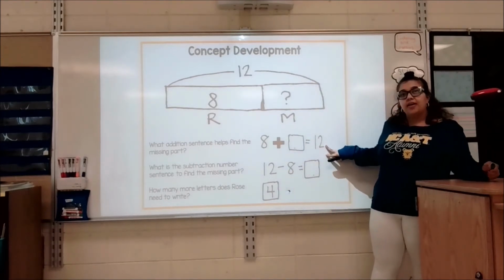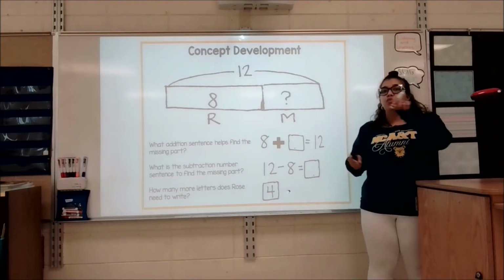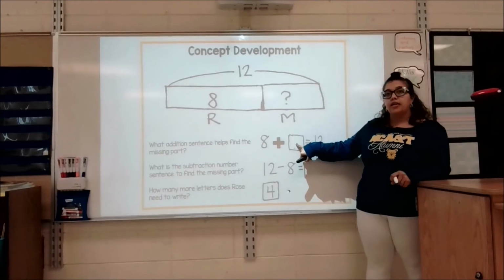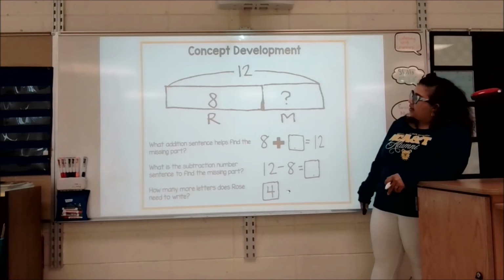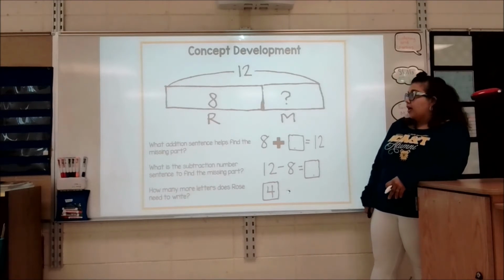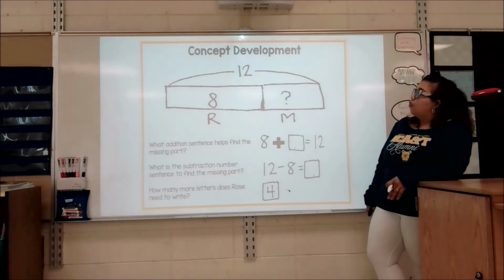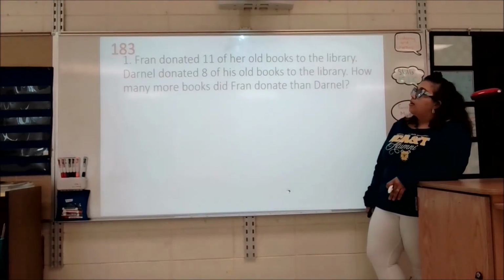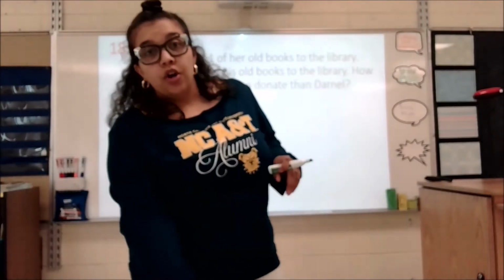These come from the same number bond, which allows us to flip them around to either have a missing part addition problem or a subtraction problem. All right, and we find that that missing part is 4. 8 plus 4 is equal to 12. 12 minus 8 is equal to 4. That is our missing part. So now, in our Succeed book, starting on page 183, they might all be on 183, we are going to practice a few of these word problems together. Let me double check.